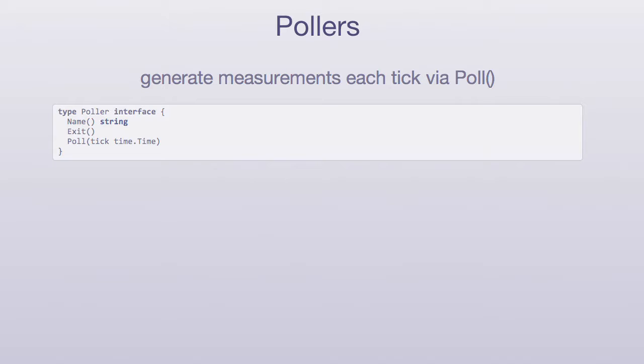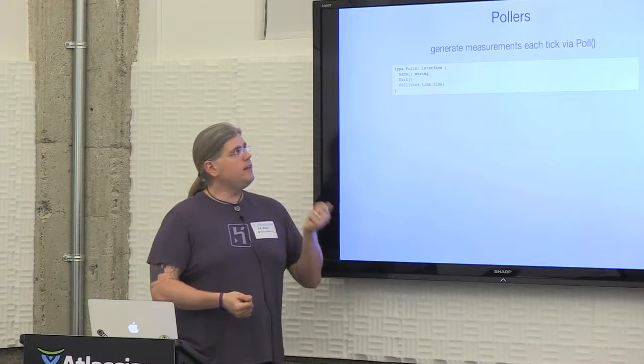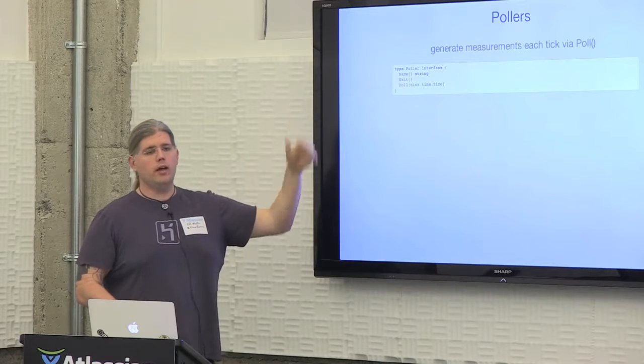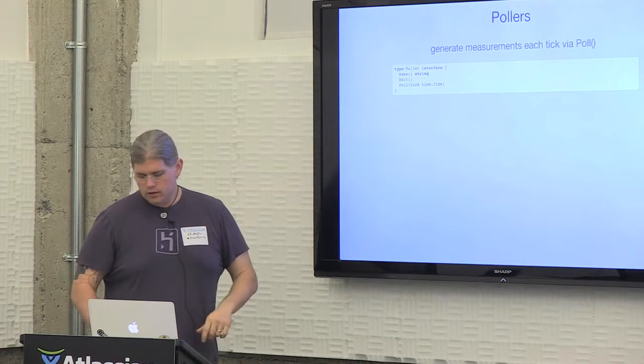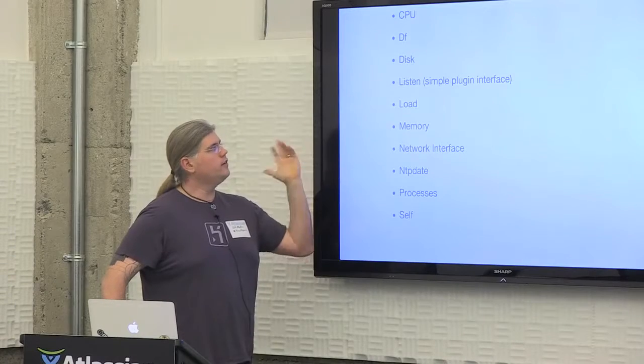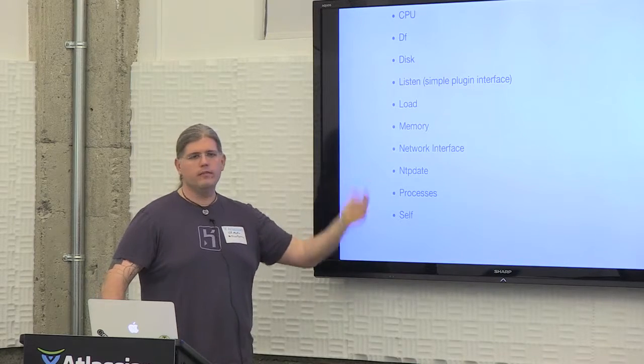Pollers, these are the things that generate measurements. And I use Go's interfaces. So basically, anything that implements these three methods in Go can be a poller. There is a list of the current pollers that I wrote. These are your standard stuff that you'll find: disk IO, disk free, load, NTP skew and whatnot.